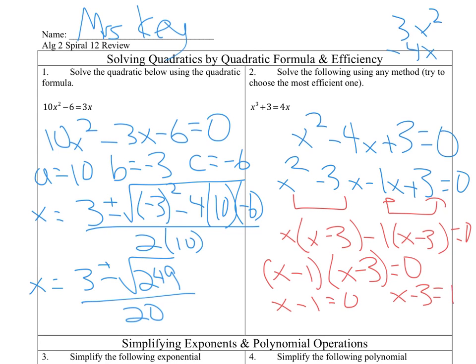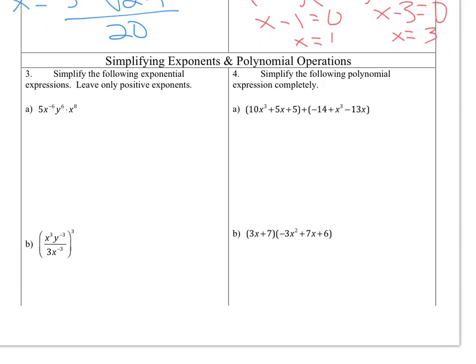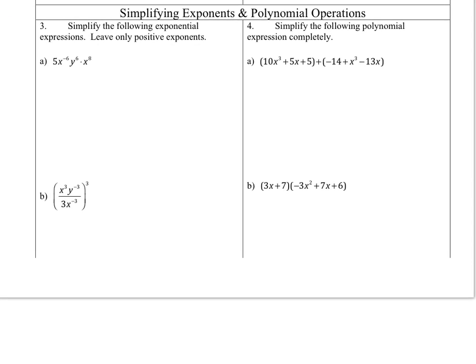You're doing that because you have two things multiplied together, and they equal 0, so one or the other, or both, are 0. So to solve x minus 1 equals 0, I add 1. To solve x minus 3 equals 0, I add 3. I'm done with those two. Booyah. Next one.